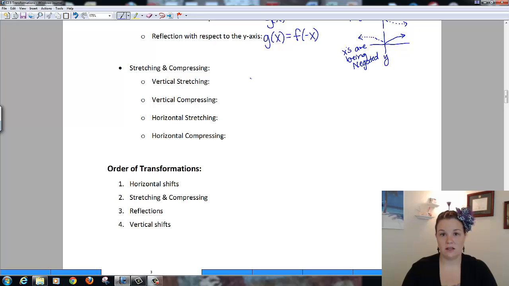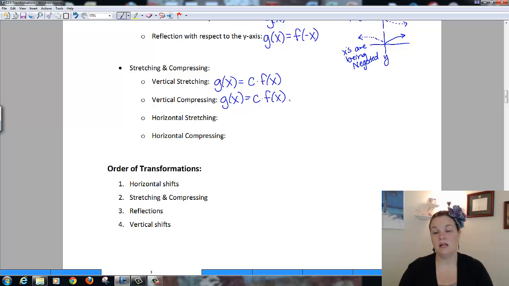Vertical stretching. Vertical affects the y, so this is going to happen outside the function. And the way that I can stretch it is by multiplying by a number. So I'm going to do some number c times my y's, my f of x's. The same thing is true in order to get vertical compressing. I still am multiplying by a number. Now, to determine whether it's stretching or compressing, it depends on what type of number I'm multiplying by. To get a vertical stretch, I have to multiply by a large number, or a number larger than 1. So if I multiply by 2, 3, 4, 4.5, that kind of thing, that's going to make my picture bigger because I'm increasing each y.